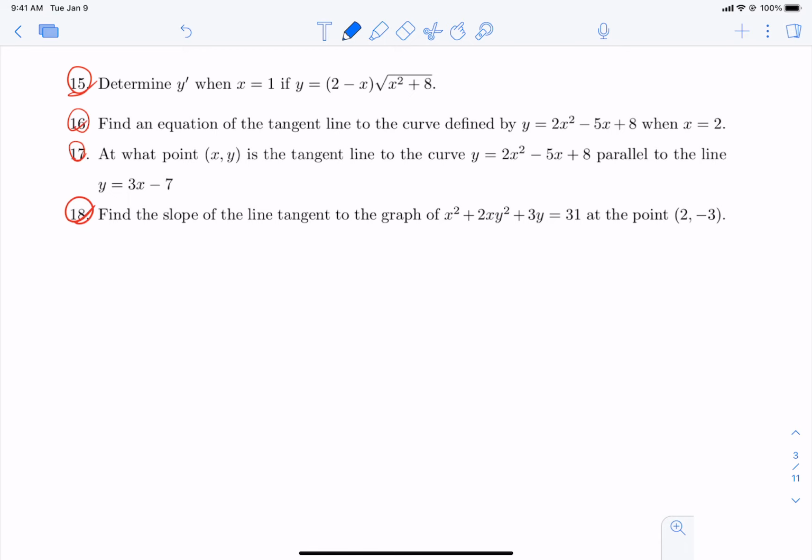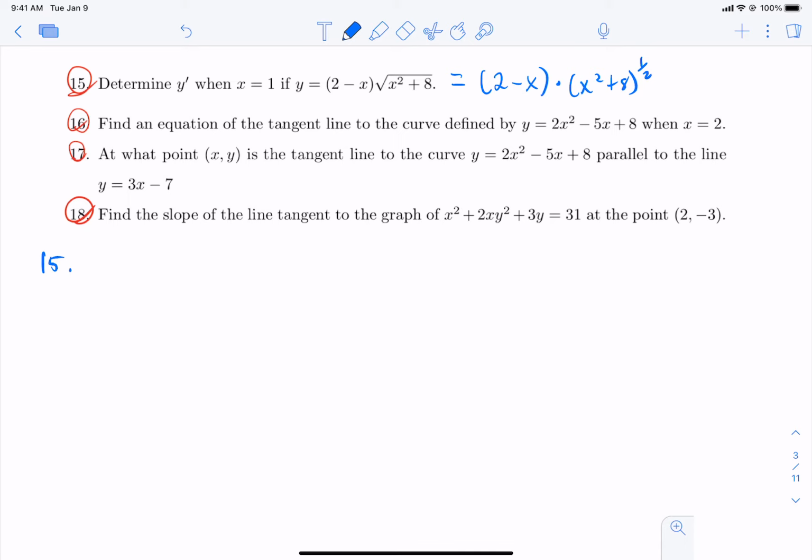So in problem 15, for us to find the derivative, we not only have to use the chain rule because we have things tracked, but we also have to use the product rule. So when I rewrite this, I'm going to rewrite it as 2 minus x. I'm going to put a visible multiplication dot to remind me to use the product rule. And then I'm going to write the x squared plus 8 in a 1/2 power.